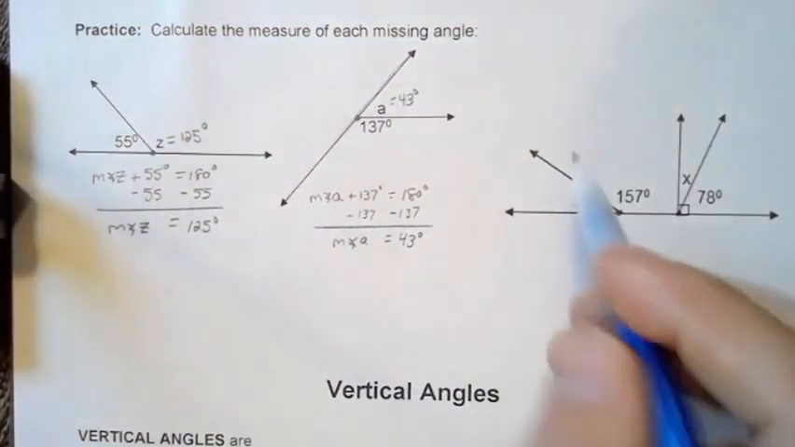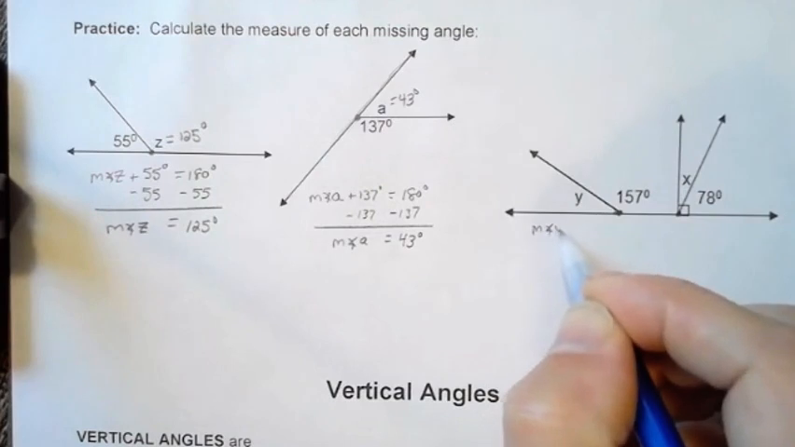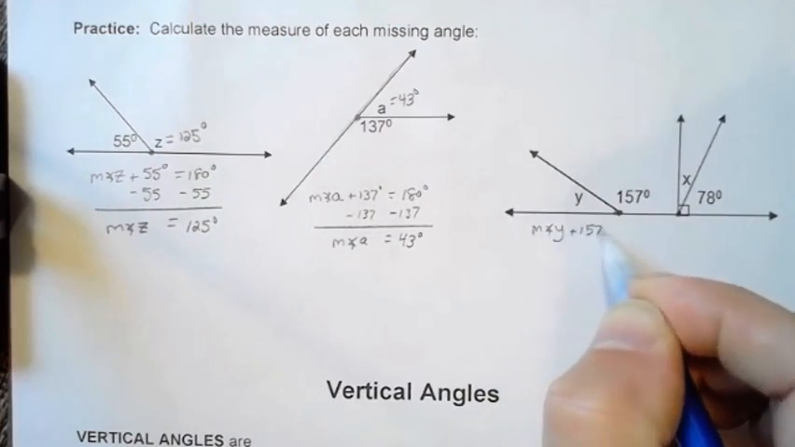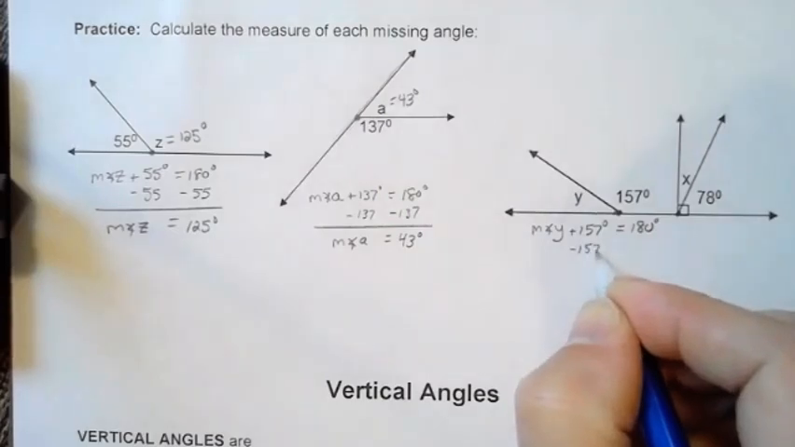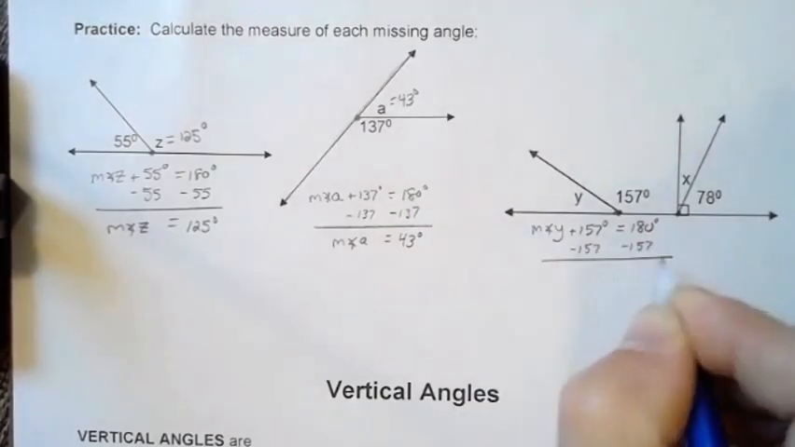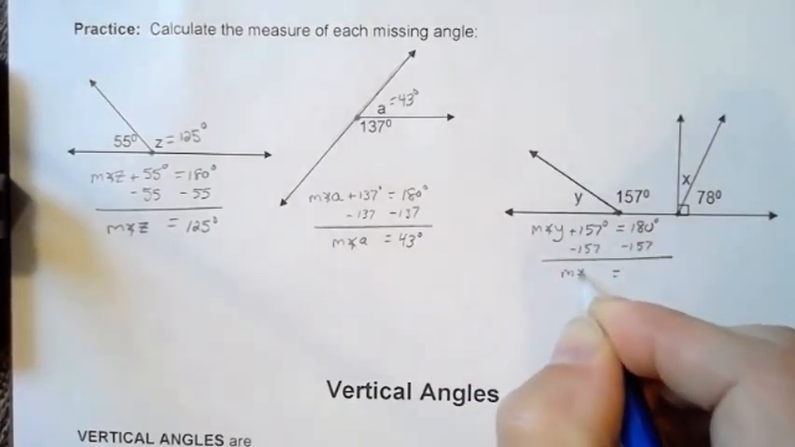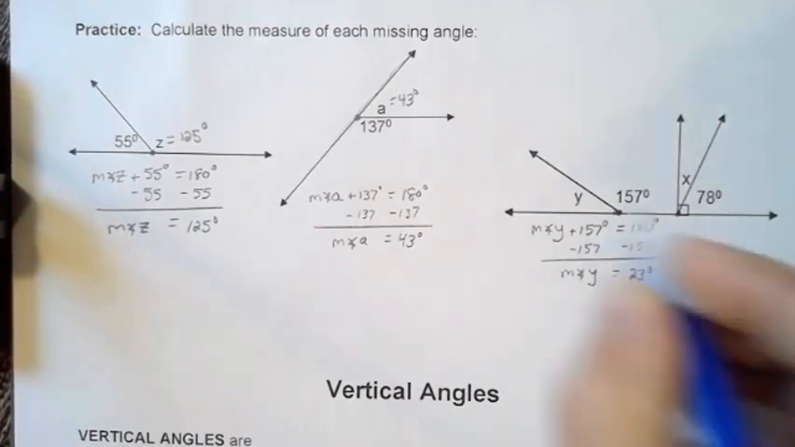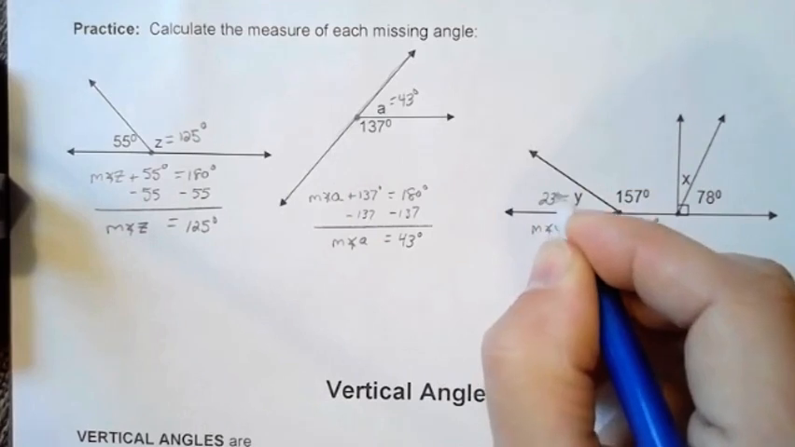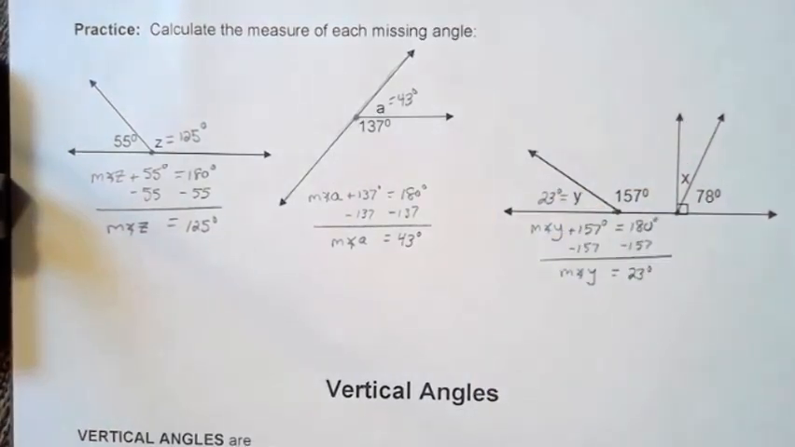So to get the measure of angle y, I can take its measure and add it to the 157 degree angle, and they will add up to 180 degrees. So to get the measure of angle y, I'm just going to have to subtract 157 from each side. And when I do that, then I know that the measure of angle y is going to have to be 23 degrees. This angle here is a 23-degree angle.